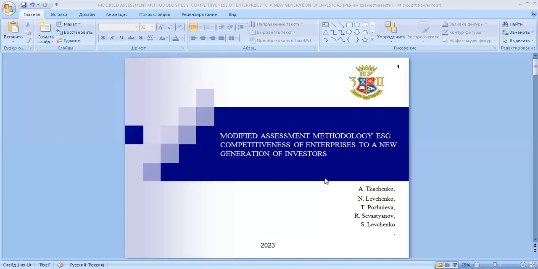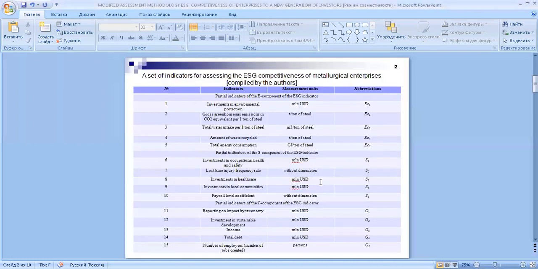On the slide number 2, you can see the set of indicators for assessing the ESG competitiveness of metallurgical enterprises. We propose 3 types of indicators. It's partial indicators of the E component of ESG indicator, partial indicators of the S component of the ESG indicator, and partial indicators of G component of the ESG indicator.